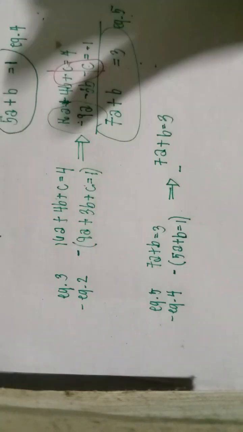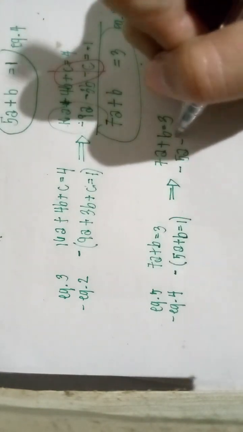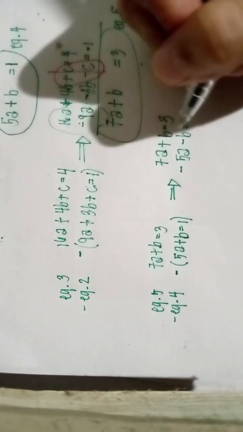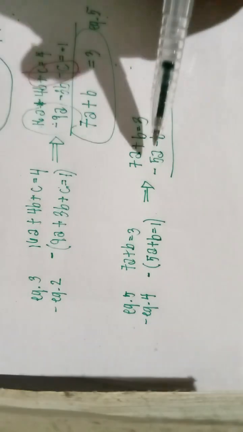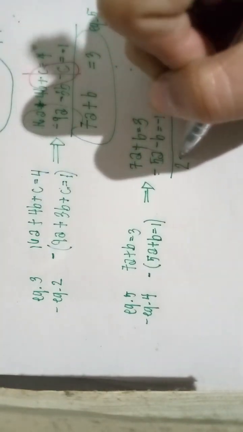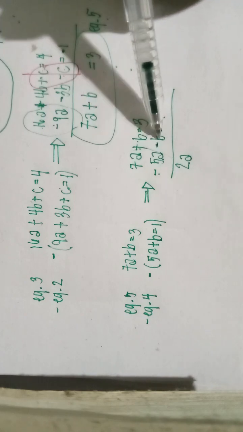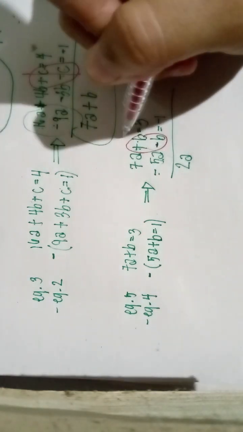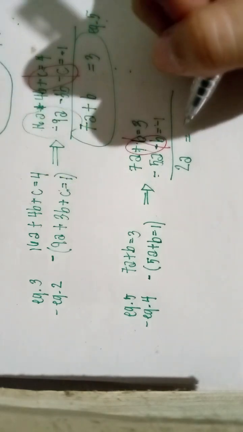From positive 5a, we have negative 5a. From positive b, we have negative b equals from positive 1, negative 1. So, combine the like terms. First term, we have 7 minus 5. That is 2. Copy the variable a. Next, positive and negative, different signs, so subtract. 1 minus 1 is 0. So, that means b is eliminated. Equals the constant terms 3 minus 1, that is positive 2.